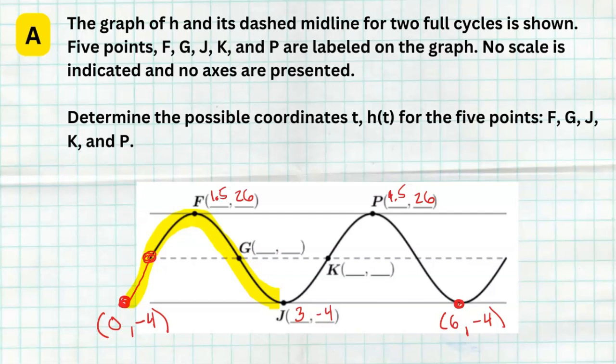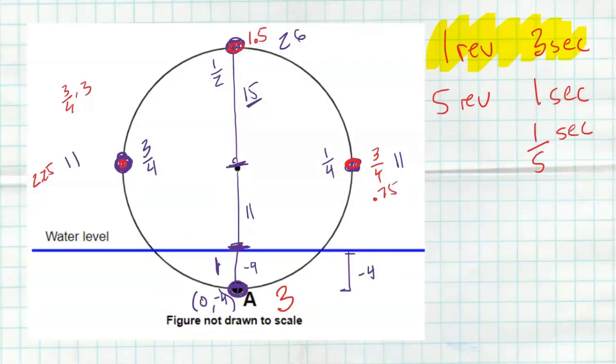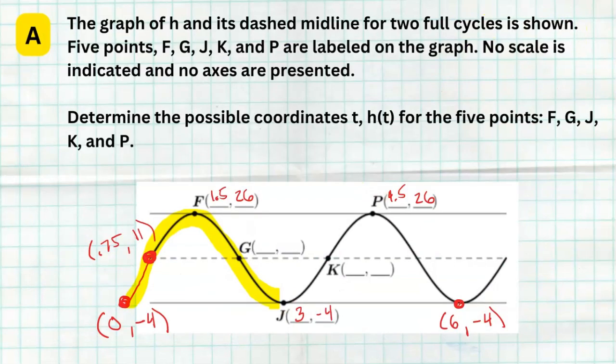Now, what about my quarter point? Well, that would be this first point right here where I'm at my first quarter. 1/4 of a revolution, 1/4 of 3 is 0.75. So at 0.75 seconds, we are 11 feet above the surface of the water. Again, go back to the picture, right? That's right here. At 1/4 of a revolution, 0.75 seconds, we were 11 feet above the surface of the water. Now again, that point wasn't asked, but it's important to really track these points.